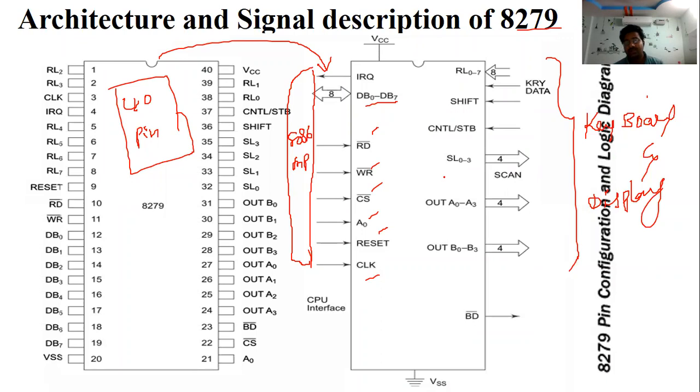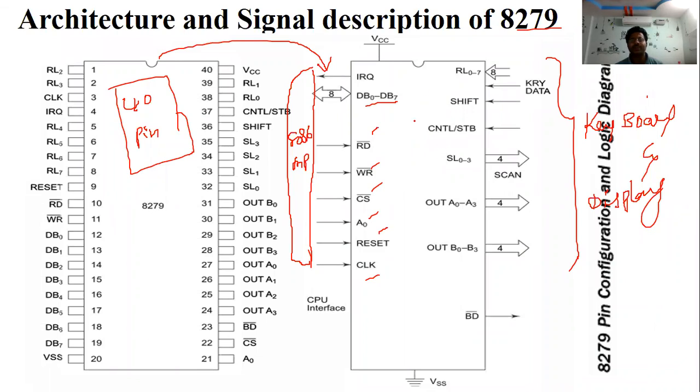But in the 8255 PPI, you are unable to connect the keyboard as well as the display at a time. You can connect either the keyboard or the display. Remember, but by using this 8279, we are going to connect both the keyboard and the display at a time. It can take keyboard data as input, and it also handles display data as output.